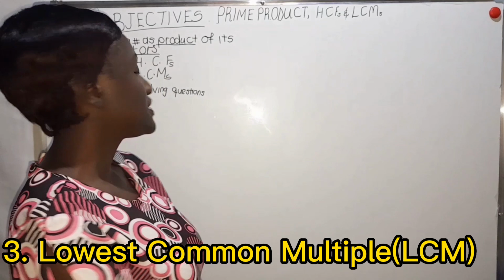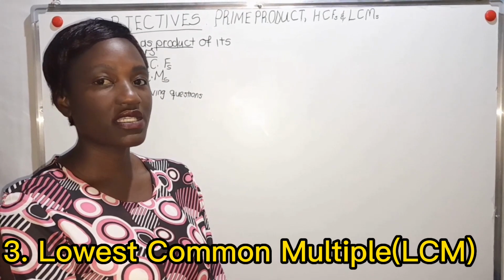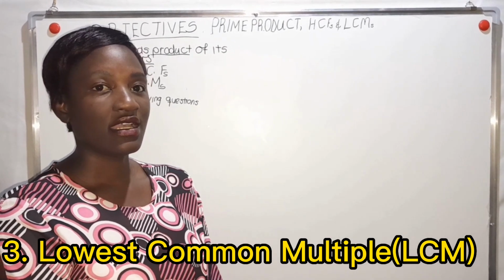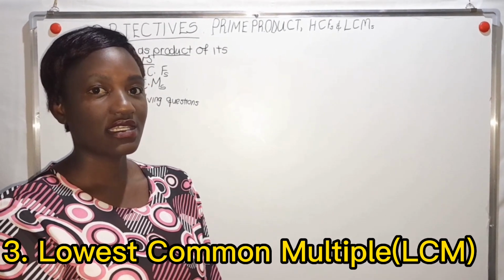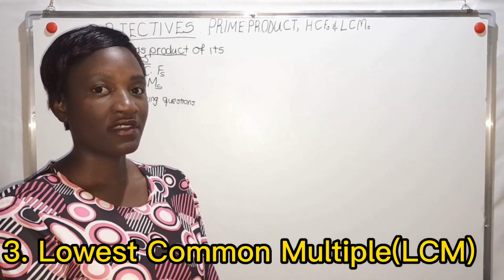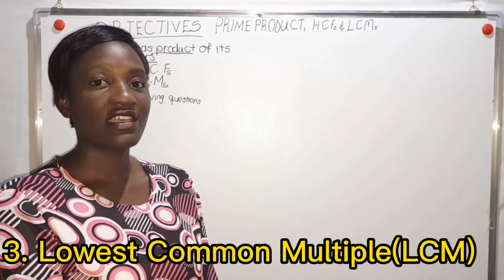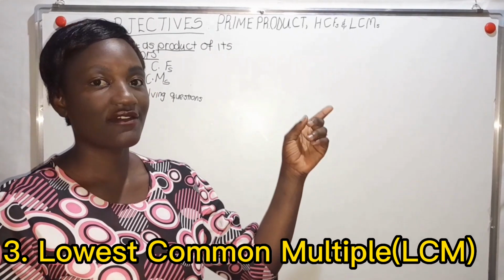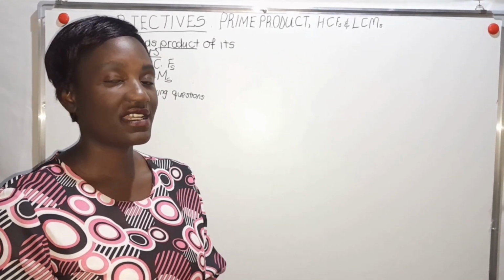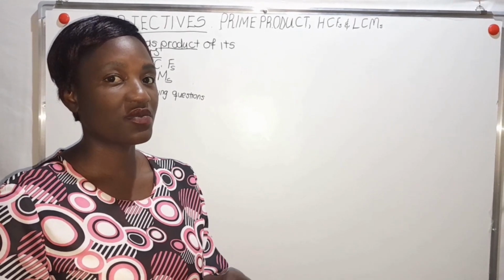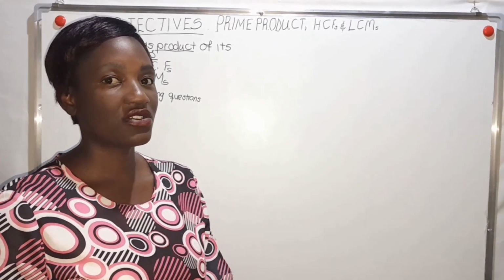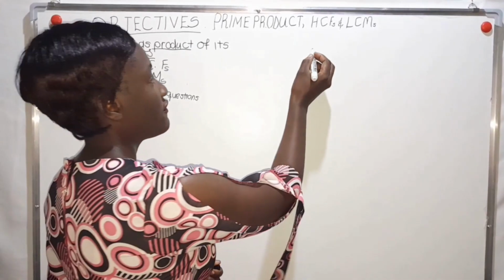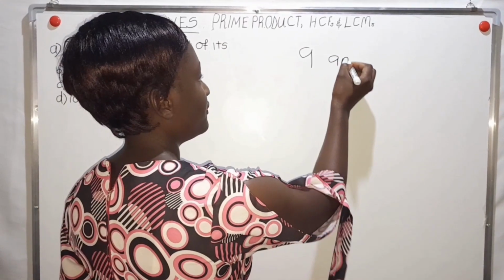Now I want to proceed to find lowest common multiples. The lowest common multiple is the smallest number that is a multiple of a given set of numbers. It means that the numbers that we are given all are factors of that lowest common multiple. For example, we want to work out the lowest common multiple of 9 and 12.